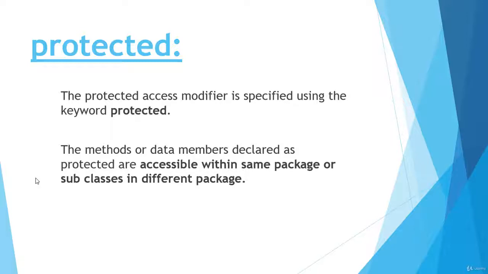So whenever we declare some class, method or data member as protected, then that method, class or member can be accessed in the same package. But if there is a child class in another package, then we can access that subclass from other packages. Otherwise we cannot access any class from the other packages. This is the difference between default and protected.